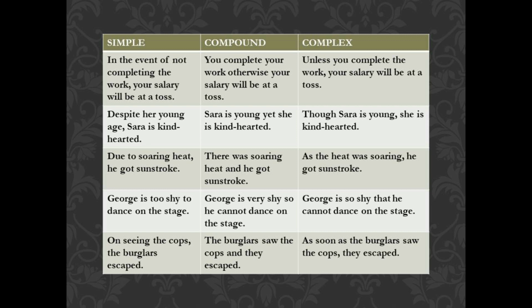The third example is: due to soaring heat, he got sunstroke. Here, the keyword used is "due to". The compound form is: there was soaring heat and he got sunstroke. Since you have the coordinating conjunction "and", this is a compound sentence. And the complex one is: as the heat was soaring, he got sunstroke. "As" is the subordinating conjunction used in this complex sentence.